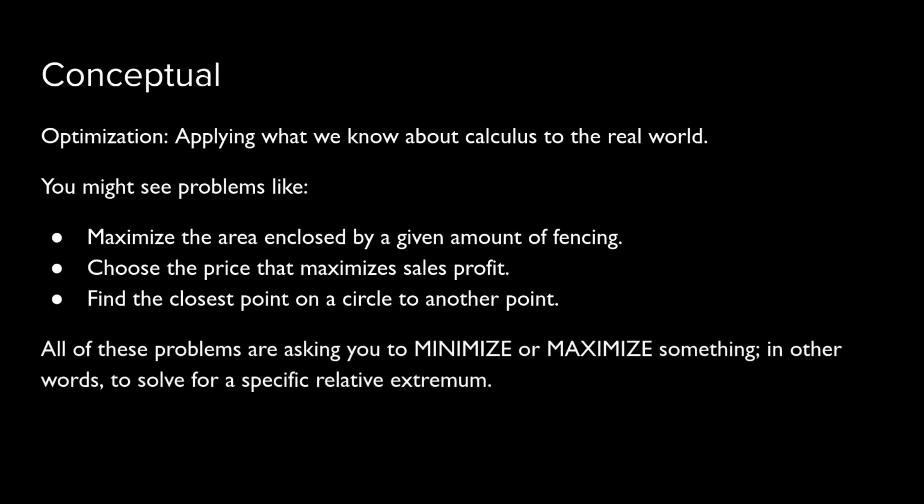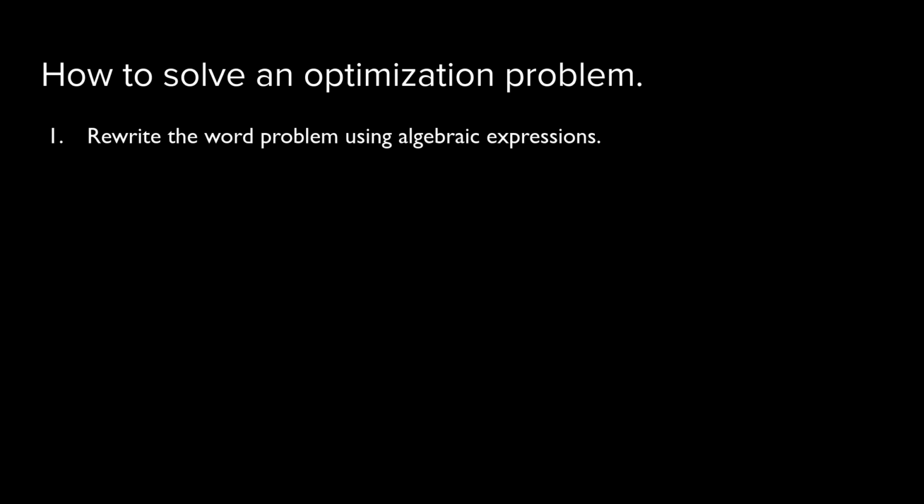And we know that maximum and minimum are both relative extrema. So what we're trying to do here is solve for a relative extrema given a function. So for instance, the first one, this fence problem, let's do an example right now. But first, here's how you solve an optimization problem. Step 1 is to rewrite the word problem using algebraic expressions. Like for instance, in your fence problem, if you're given the amount of fencing, you might write that 2 times length plus 2 times width is equal to perimeter, which we know.